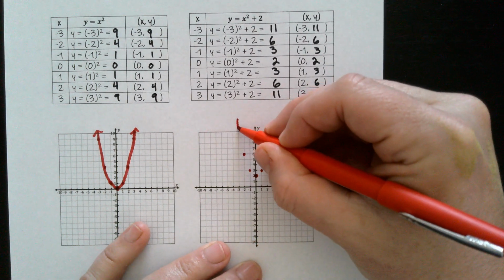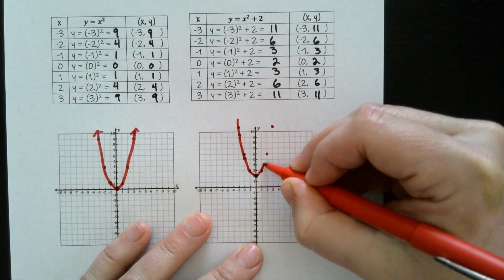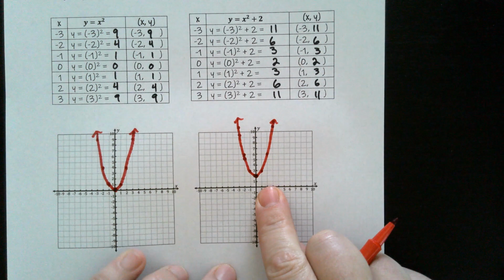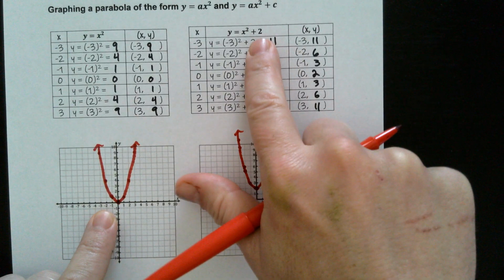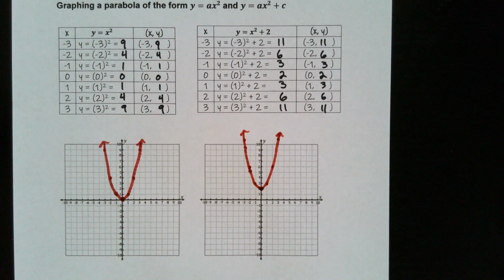So this graph looks like it's been shifted up from the other one. By how much, though, did it get shifted up? Well, it got shifted up 2, and that was because we added 2 to it. So that's an example of what they look like. Now let's do some other problems.